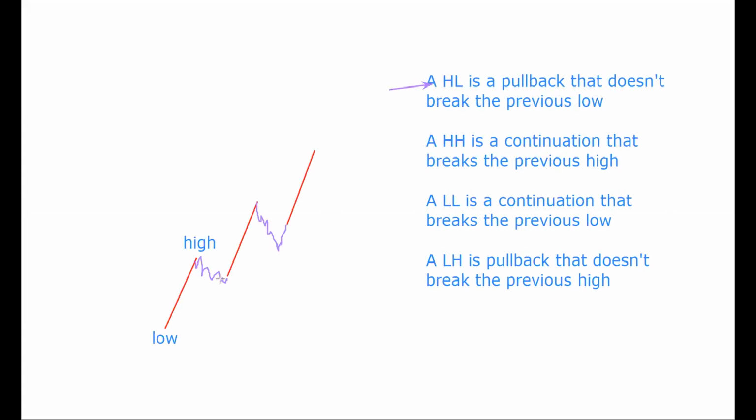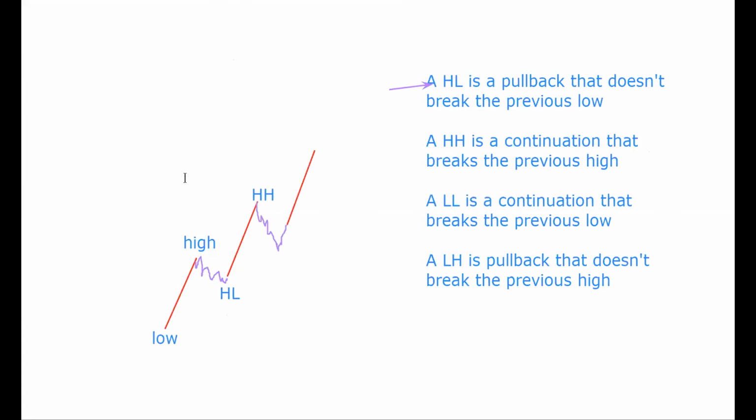From what we have over here, is this a higher low or a lower low? Does this pullback, this movement over here, break the previous low? No, it doesn't. So it's a higher low. Next, what did we have over here? A movement that broke what? It broke the previous high. So we can see that here we have a higher high.